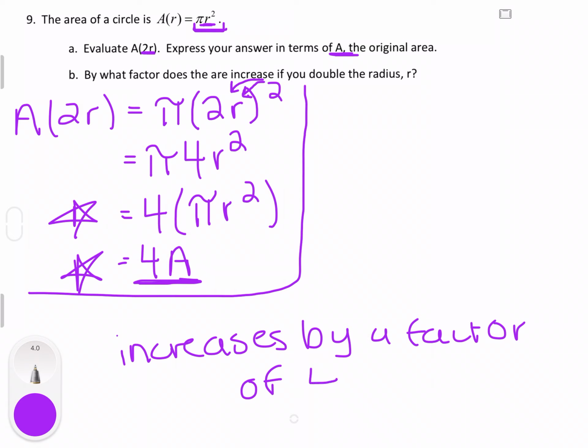So you just want to write that whole thing out. Okay, my handwriting is horrible, so it doesn't look like I say it does, but it does say that it increases by a factor of 4.